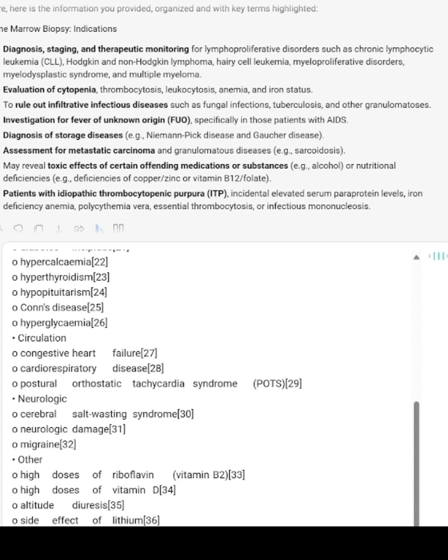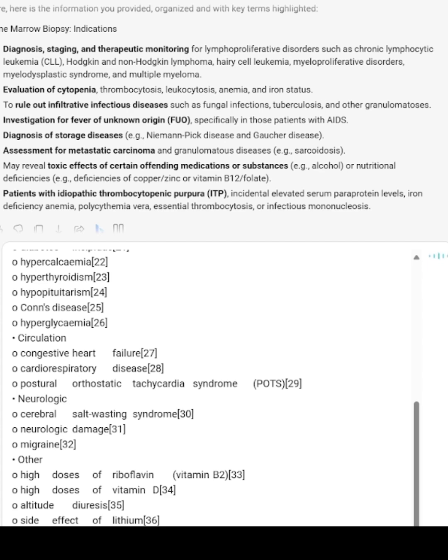Bone marrow biopsy indications. Diagnosis, staging, and therapeutic monitoring for lymphoproliferative disorders such as chronic lymphocytic leukemia, CLL, Hodgkin and non-Hodgkin lymphoma, hairy cell leukemia, myeloproliferative disorders, myelodysplastic syndrome, and multiple myeloma. Evaluation of cytopenia, thrombocytosis, leukocytosis, anemia, and iron status. To rule out infiltrative infectious diseases such as fungal infections, tuberculosis, and other granulomatoses. Investigation for fever of unknown origin, FUO, specifically in those patients with AIDS.